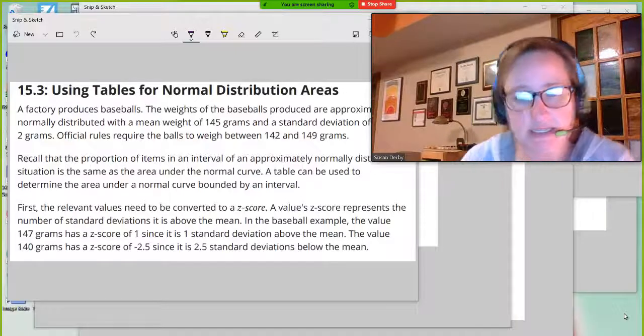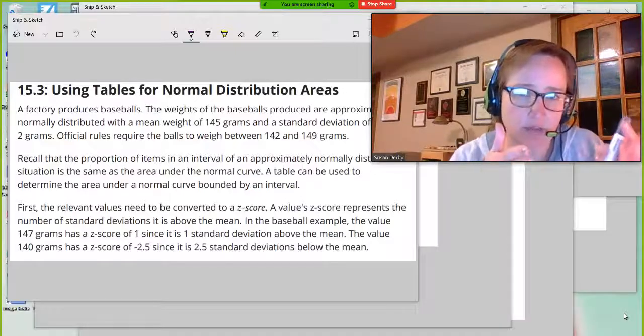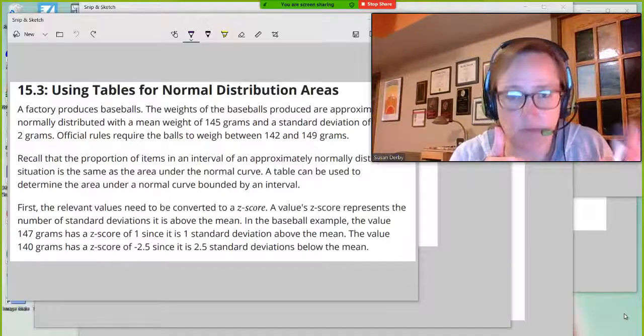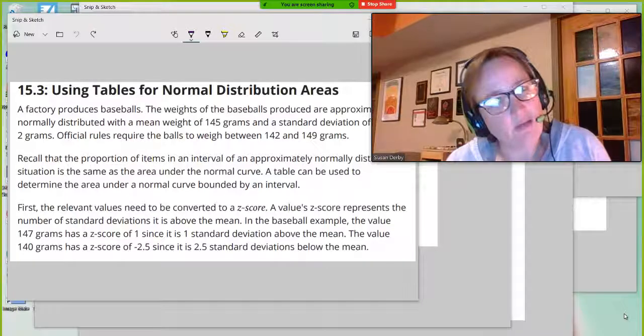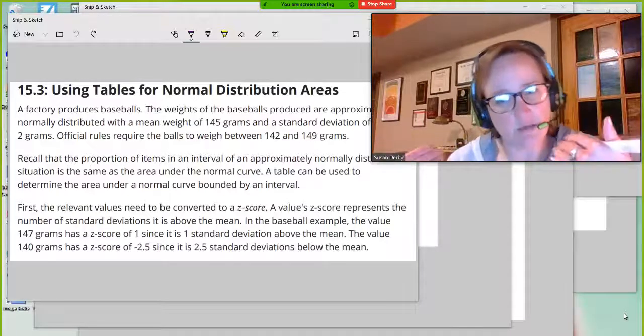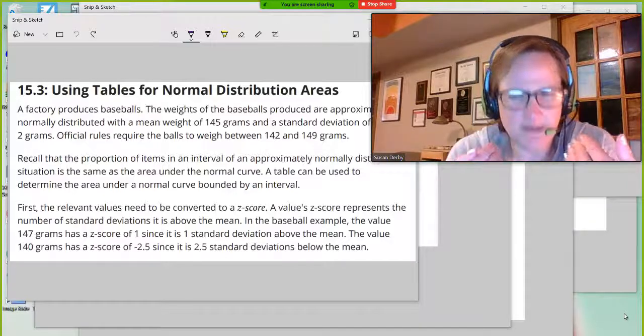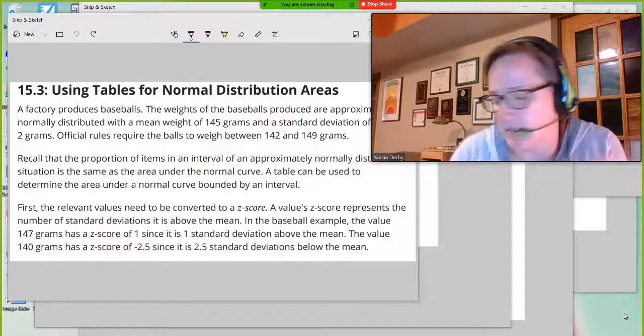Now, z-scores are going to take an idea that we've already talked about with standard deviation and mean. We've talked about that many times this unit. And we're going to see that a z-score is really just telling us how far a value is away from the mean in terms of how many standard deviations it is.